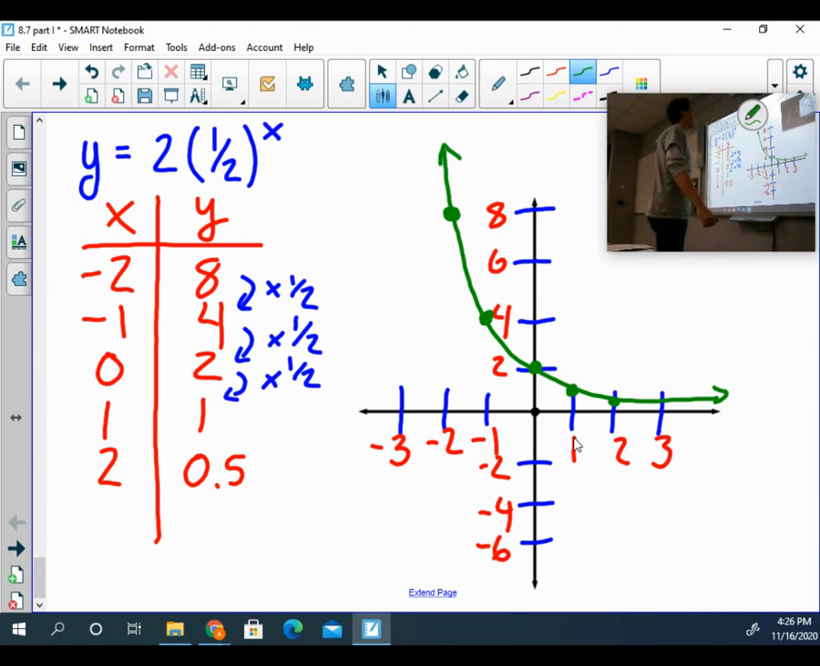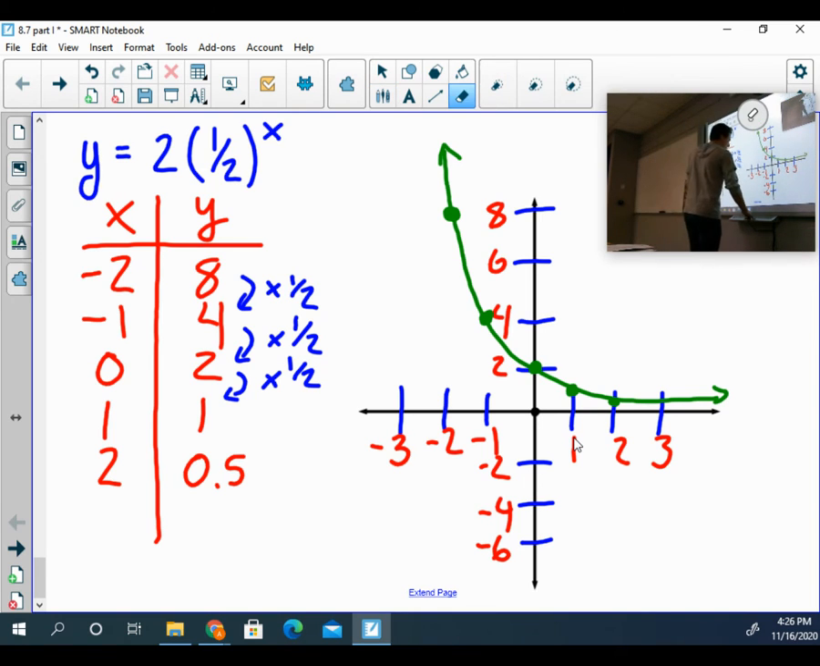Just like you learned with lines, pick some x values. I would always recommend -2, -1, 0, 1, and 2. Then find your y values by plugging those x values into the exponential function. Plot your points as ordered pairs. And then finally connect it with your curve.